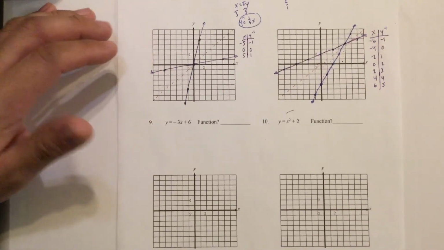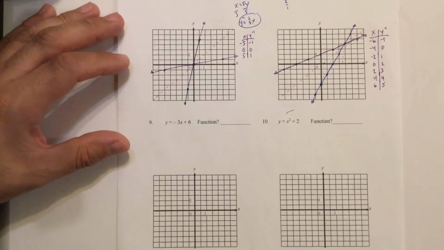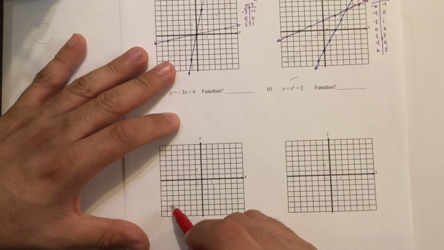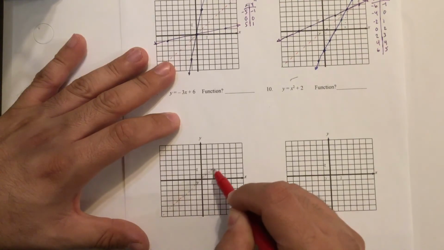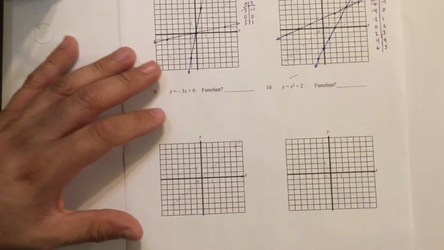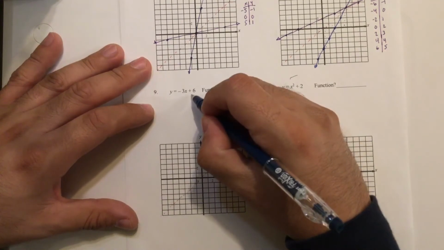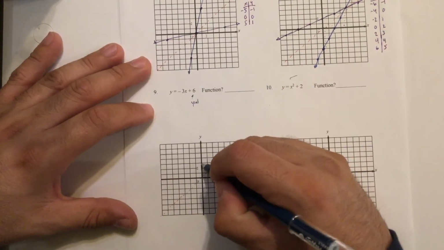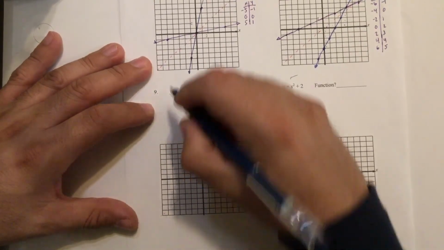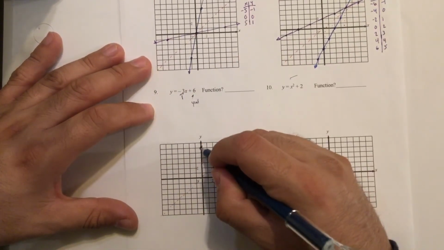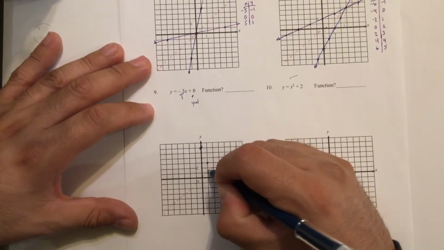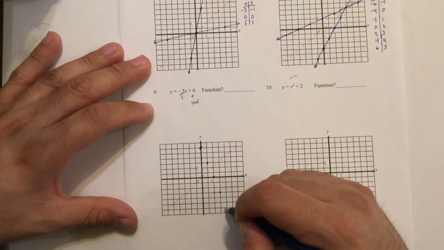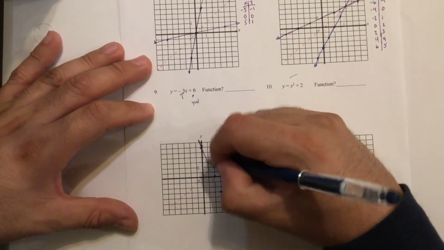Okay, let's take a look at number 9. So y equals negative 3x plus 6. So again, we're going to graph our line y equals x. We're going to graph this first one. So this is going to be y-intercept, which is at positive 6. 2, 3, 4, 5, 6. My slope is going to be negative 3 over 1. So from here we go down 3, right 1, down 3, right 1, down 3, right 1. All right, so there's our original graph.